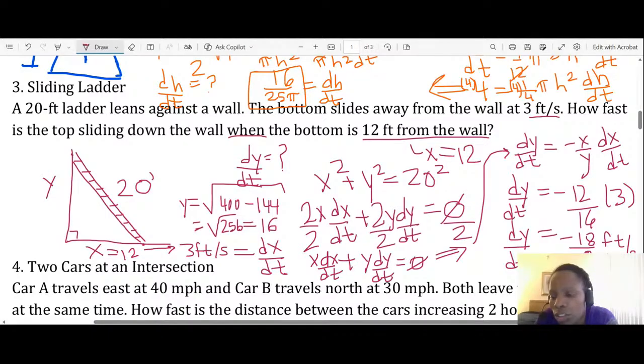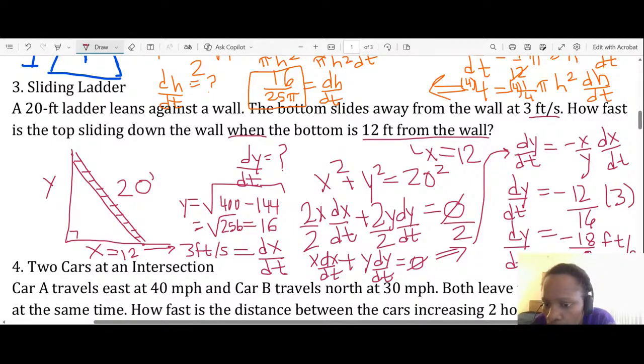If we change that to a mixed number, it will be almost 3 feet per second. It will be 2 and a fraction. So it's sliding down a little bit slower than it's sliding away, but almost the same. Okay. Any questions to this point?